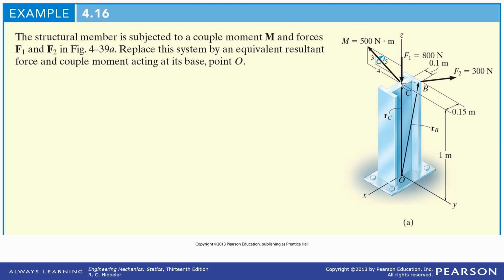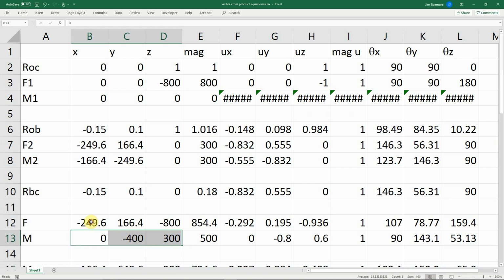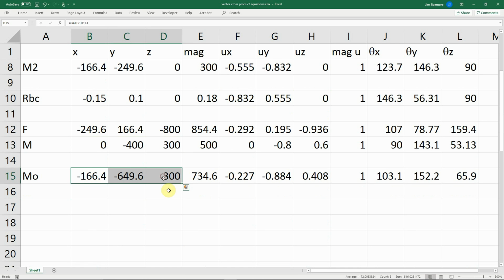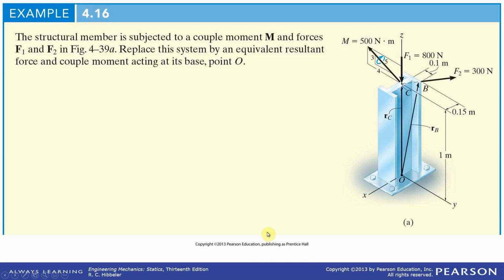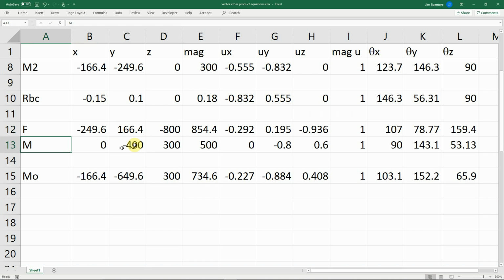Let's get the force. And we got the force right here. And the moment. That is not the total moment, that's the applied moment. This is the total moment right here. Okay, let's go back and take a look. So negative 800 k, 300 times u_CB. I calculated u_CB in my spreadsheet and got the same answer as this. The applied moment is negative 400 plus 300.